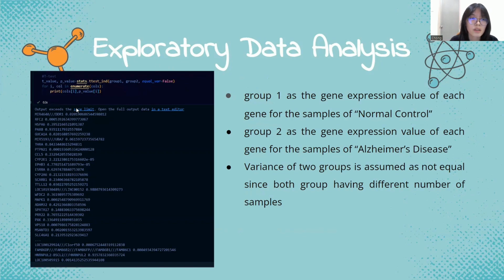And then by using SciPy, we can perform the t-test and get the p-value for each of the genes. So you can see here some of the results for our genes and also the p-values. The left part is the gene name, and the right part is the p-value for the respective gene.